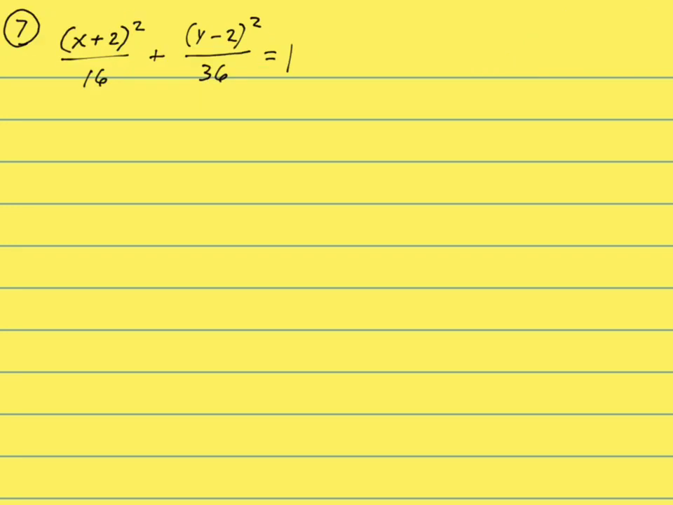7 has a plus between them. If these values were the same, I don't know if you're aware of it, the ellipse would become a circle. But because they are different, that means that this is an ellipse. Both variables added, squared, different coefficients. What makes the x part 0 is -2. What makes the y part 0 is 2. That's going to be the center.